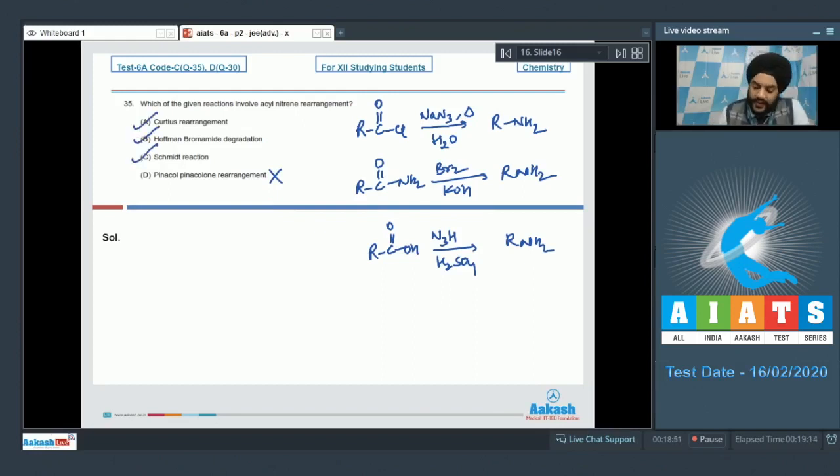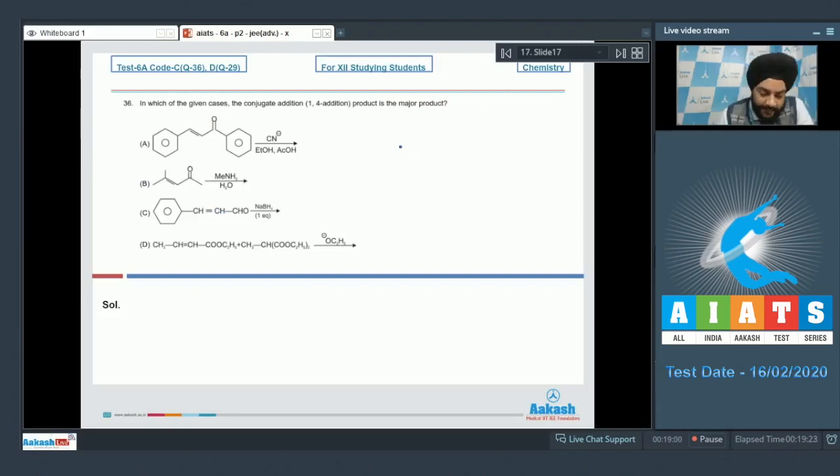Let us look at the next question, students. Question number 36. In which of the given cases is the conjugate addition, which is the 1,4 addition product, obtained as the major product? If we look at the options, students, the first option contains a cinnamic system and it is allowed to react with cyanide ion, students. So this will give a 1,4 addition product.